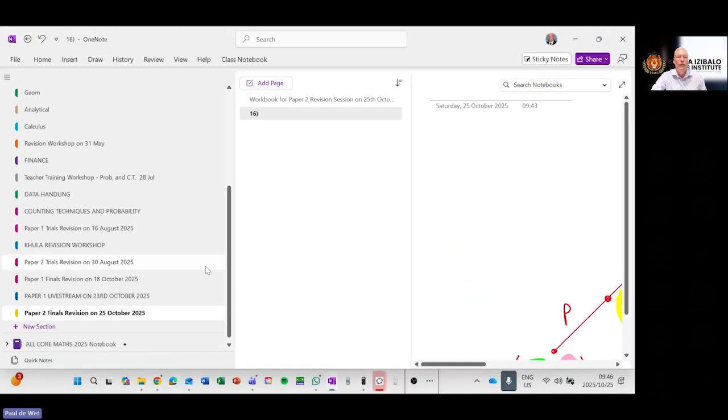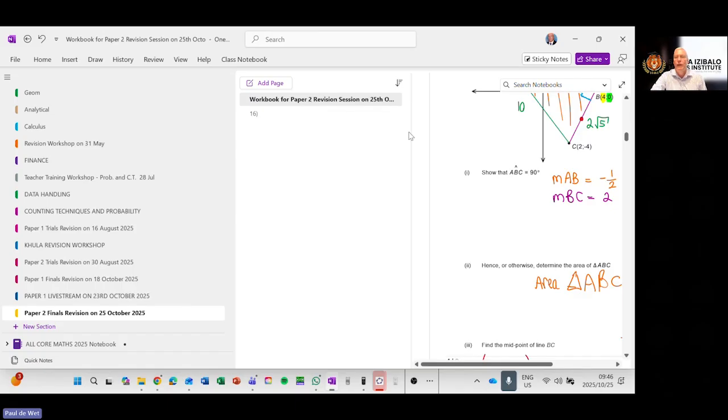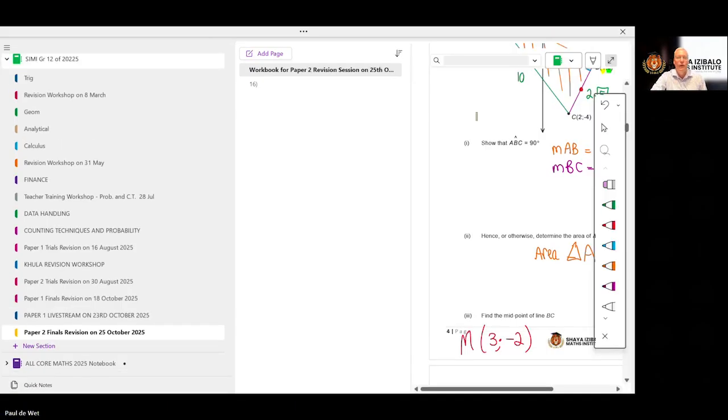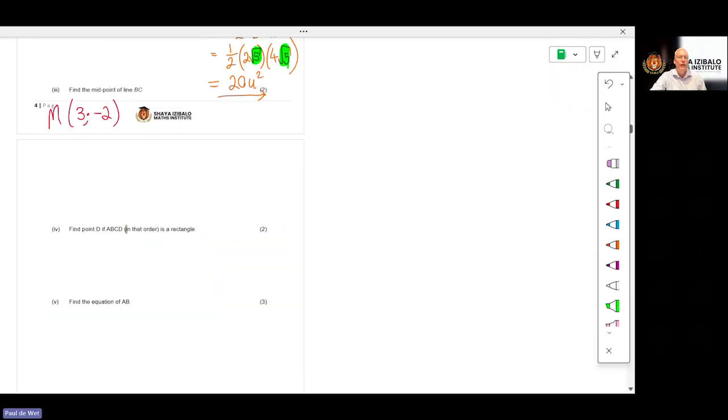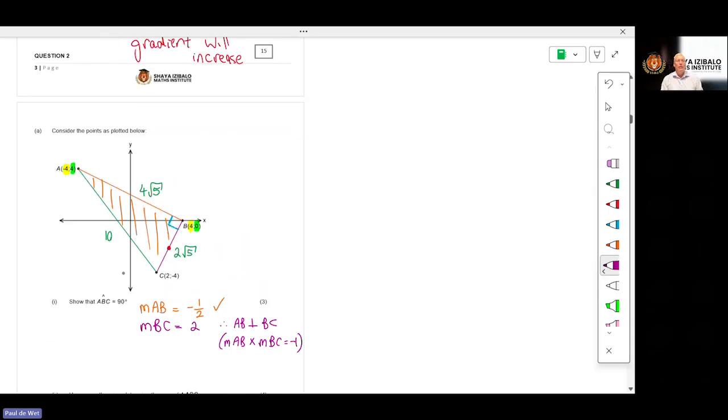Let's see what the next question is on our workbook. Okay, so it says find point D if ABCD is going to be a parallelogram. So ABCD, guys, I don't know where D is going to be. It's going to be somewhere over here, maybe. Who can tell us how we are going to find point D?